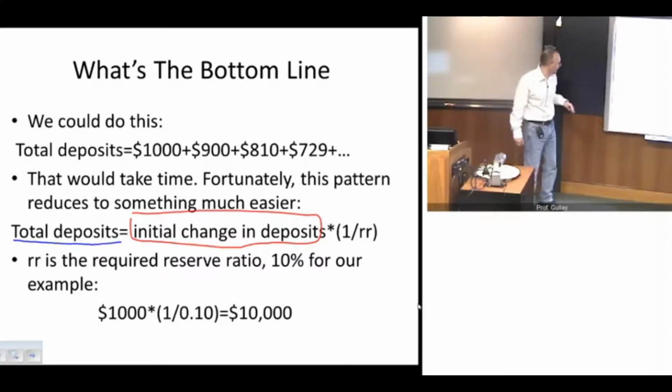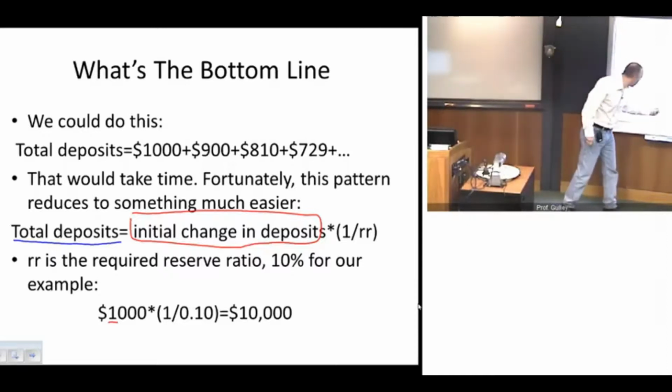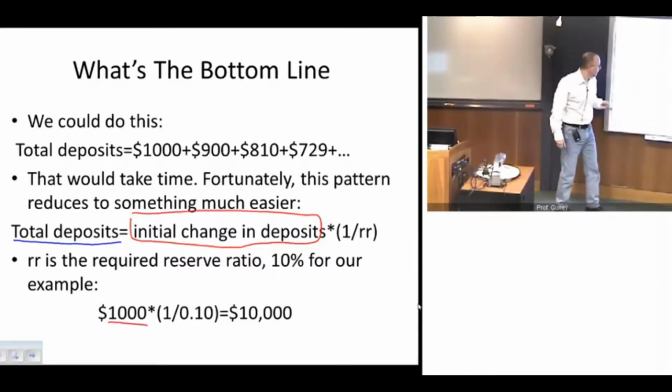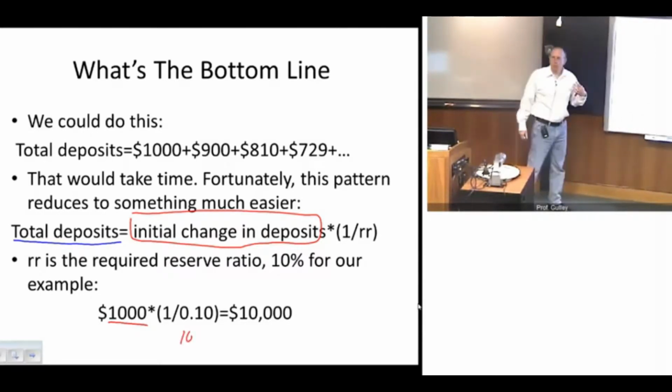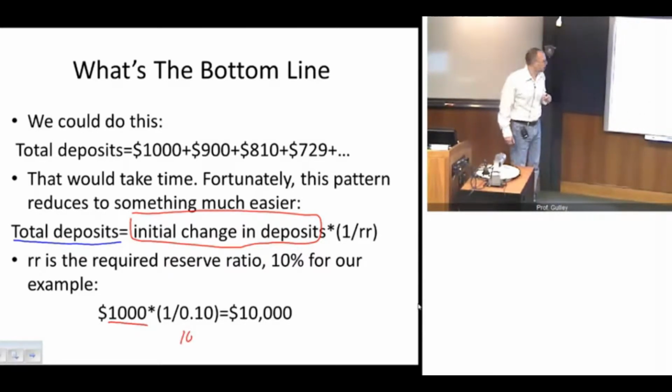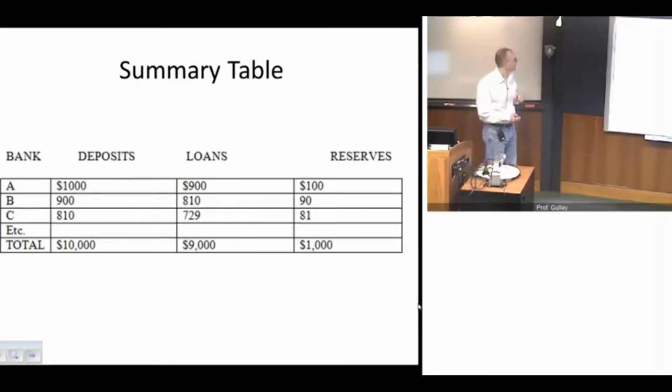So now we go down to the actual numbers: you take your $1,000 initial deposit and multiply it by what turns out to be 10, and that's how we get the $10,000. So your initial $1,000 deposit that you miraculously found lying in the street somewhere morphs its way into a total of $10,000 in deposits throughout the entire banking system. That's based on your $1,000 deposit, and that's based on the 10% reserve requirement.